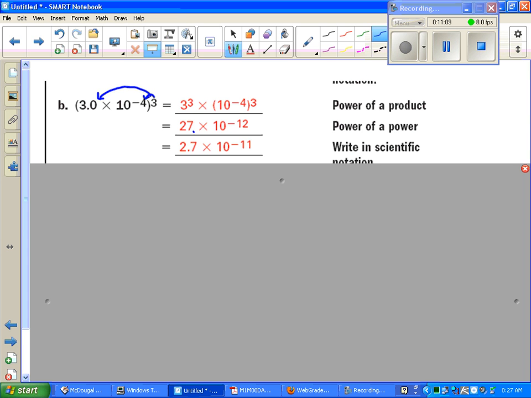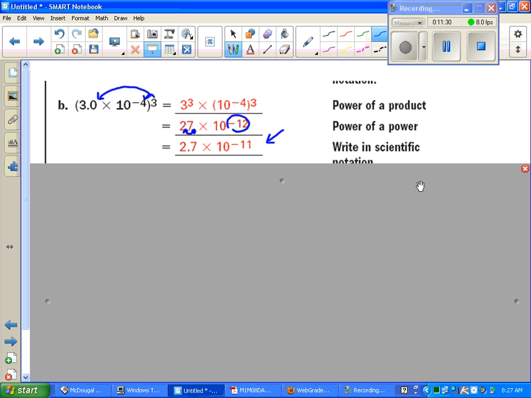So if your decimal is here for 27, you have to move it over one more time to make it 2.7. Move it over, 2.7. And notice it was negative 12. We moved it to the left. It became bigger. Negative 11 is a bigger number or a larger number than negative 12.